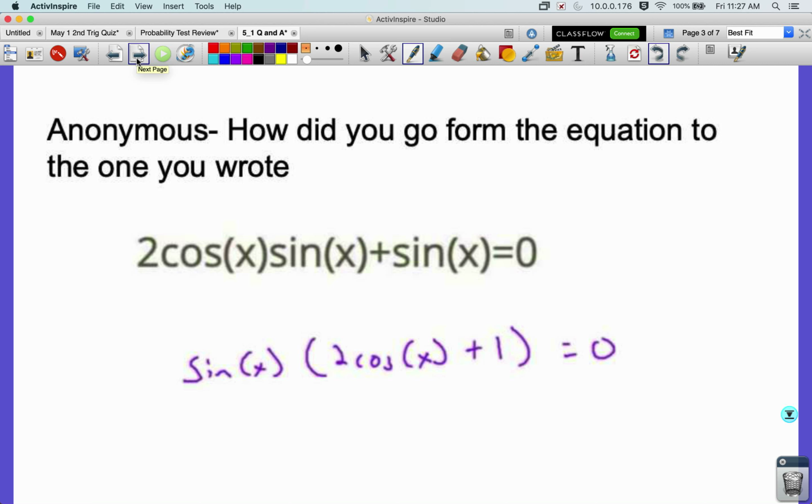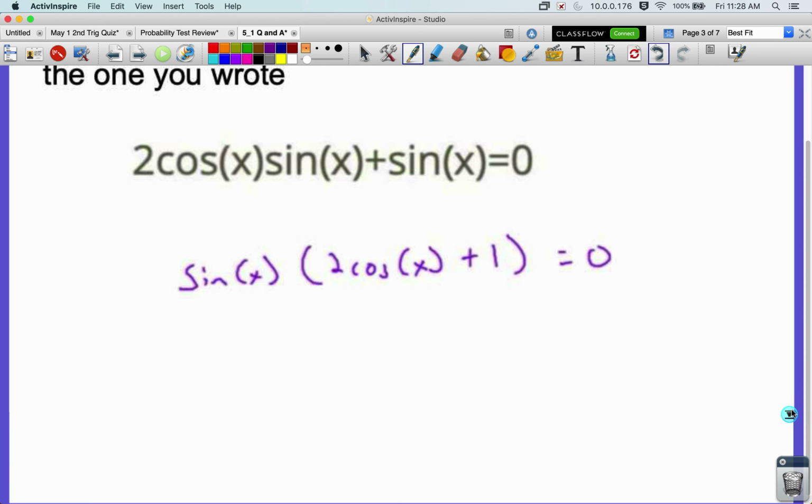So we start with 2 cosine x sine x plus sine x equals 0. And I have factored it into sine x parentheses 2 cosine x plus 1. So first off, we need to figure out where the terms are. Terms are anything that's glued together with multiplication. So this is one term, and this is one term. When I factor, I have to take something out of every single term, and it has to be the same thing. So I look for things that they have in common.